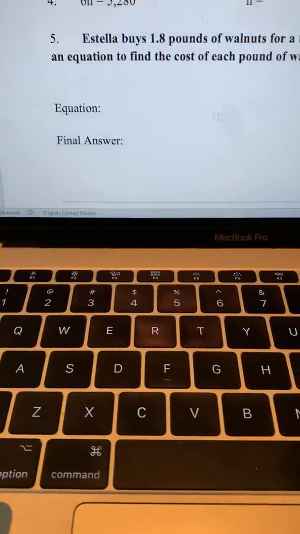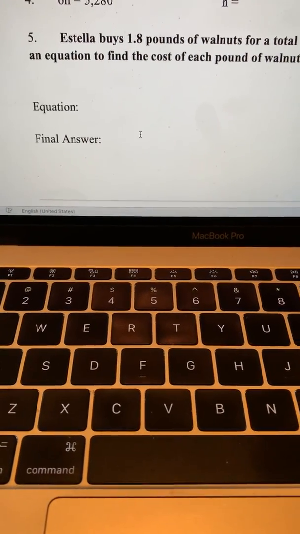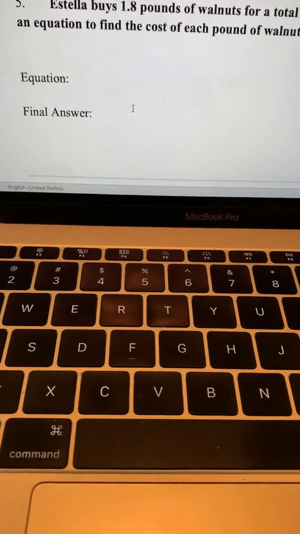Now, the question asked me, what's the cost of 1 pound? I'm not going to say the cost of a pound is 2.8. I'm going to say the cost of 1 pound is $2.80 per pound. You're going to want to make sure you not only have that on your paper, but also that you've written that as your final answer as 2.80 per pound.